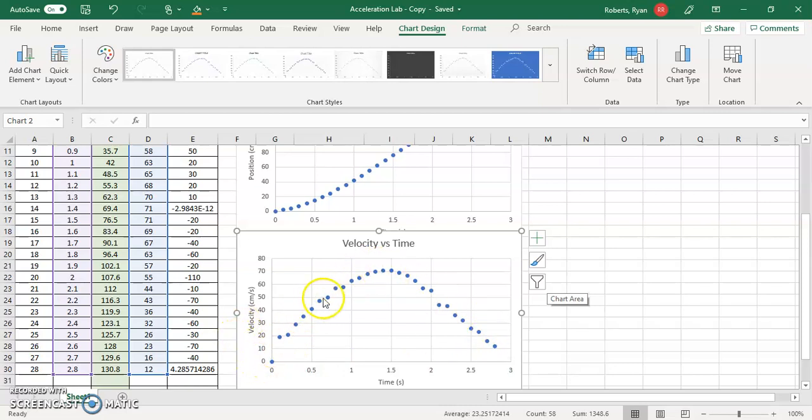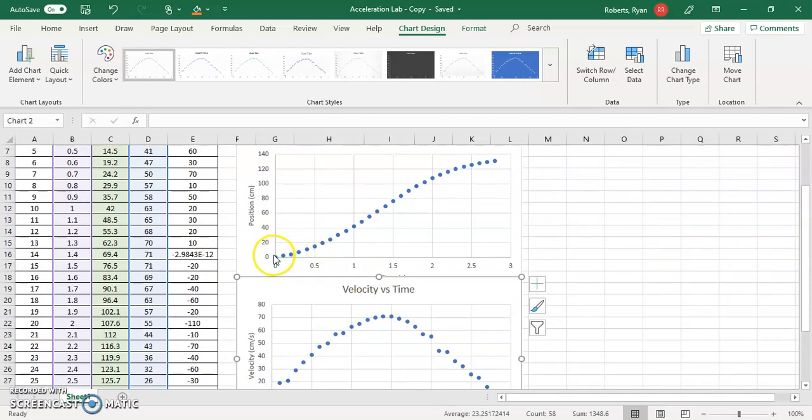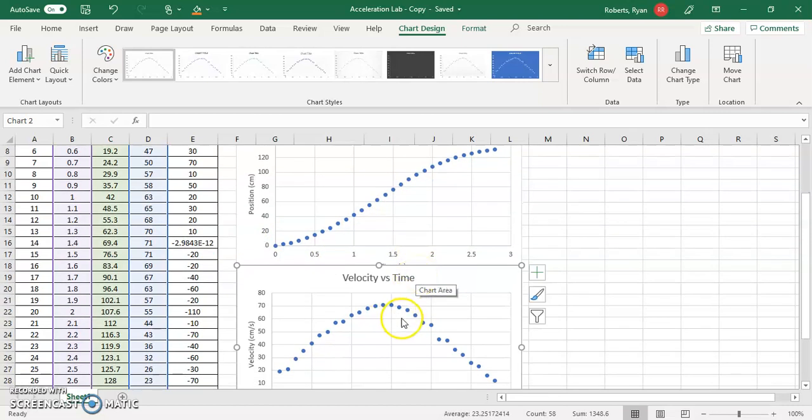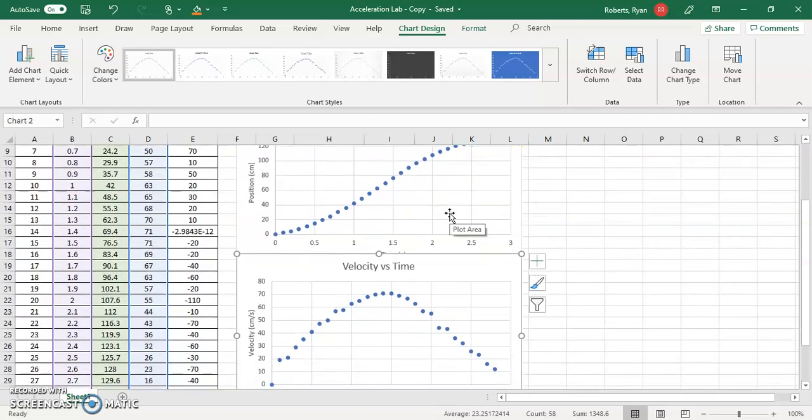Our period of increasing speed corresponds to the position graph when we're getting from flat to steep, steep, steep, steep, up until about 1.5 seconds. And then we have our decreasing speed period on our velocity graph, and then our position graph. Decreasing speed means we are curving up but essentially flattening out. So those two sections correspond to each other.